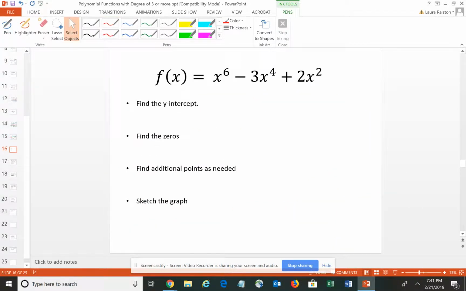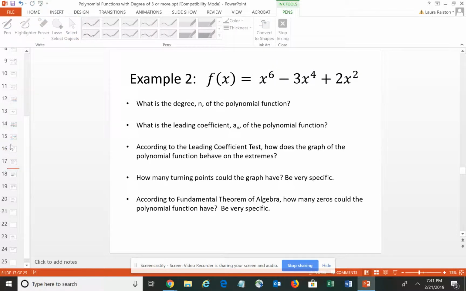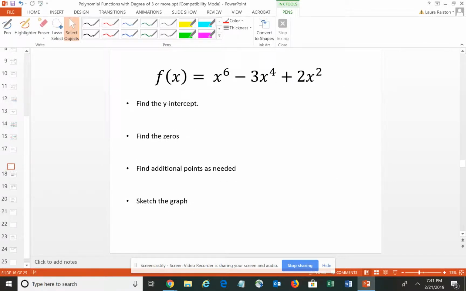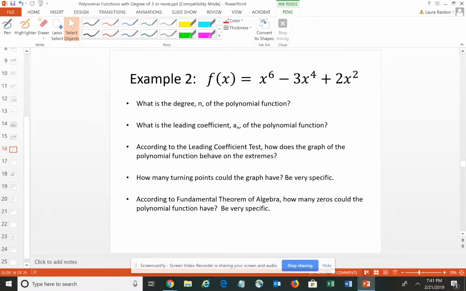All right, let's look at another one. I want to look at a different one this time where we have an even degree, and I got these out of order, so let me fix the slides. Okay, and so this is a second example where we have an even degree. So the first question again asks us what is the degree, which is your highest exponent, which is 6. It asks us for the leading coefficient, which is the number in front of that highest exponent. Remember here, there's an understood 1 there. So my leading coefficient is positive 1.